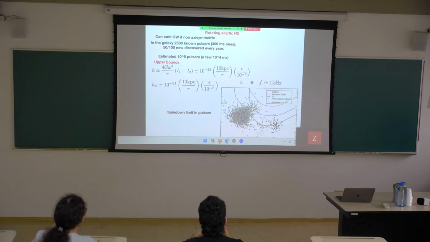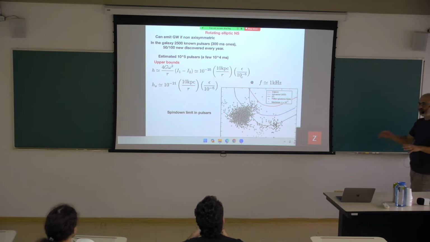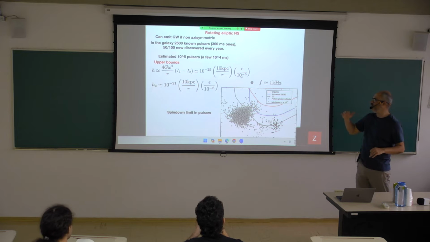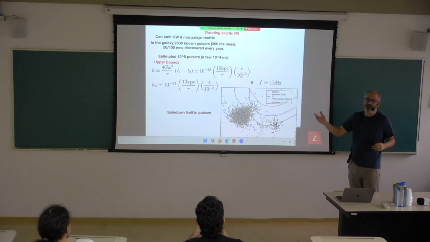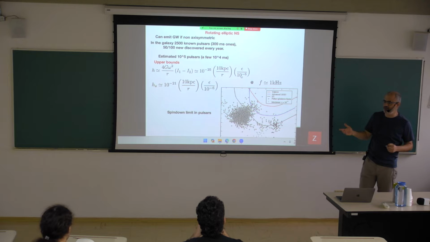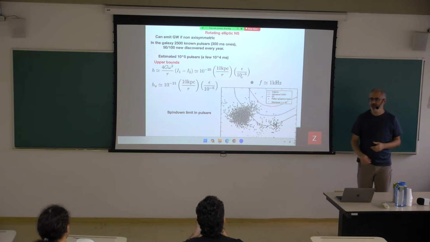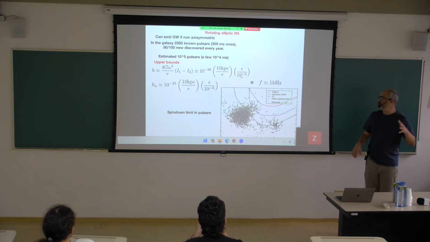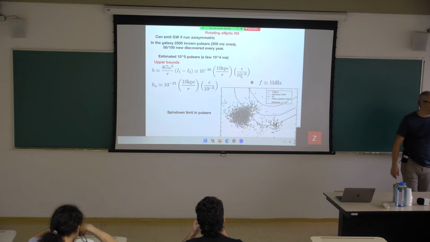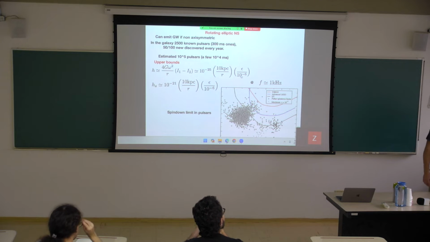And for this number, 10 to minus 6 is an absolute upper bound. A neutron star cannot hold more than that. But in reality, nobody knows what is the actual number to be put there. It could be 10 to the minus 9 or 10 to the minus 7. For sure, not more than 10 to the minus 6. So you have to consider these amplitudes as upper bounds.